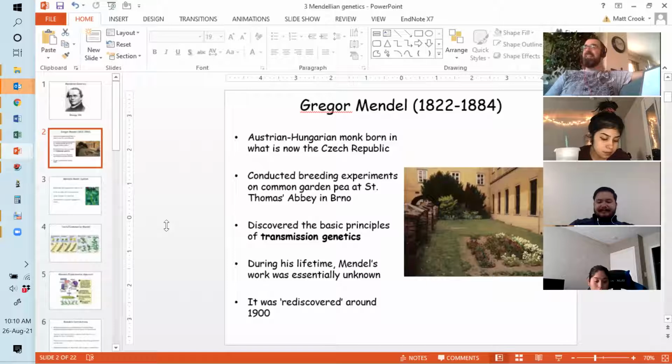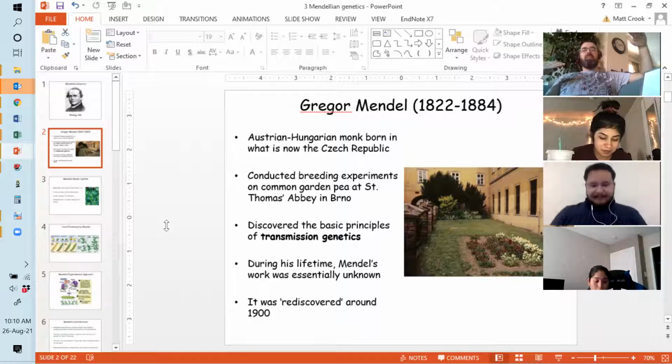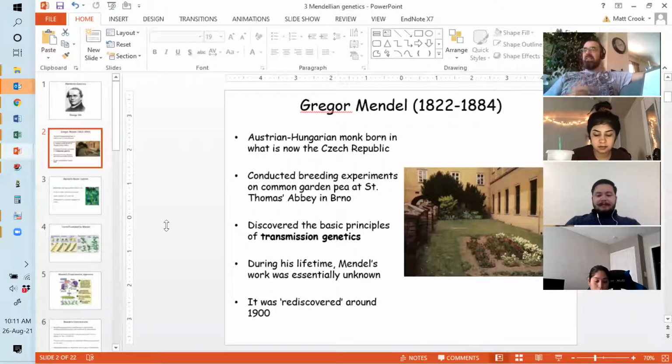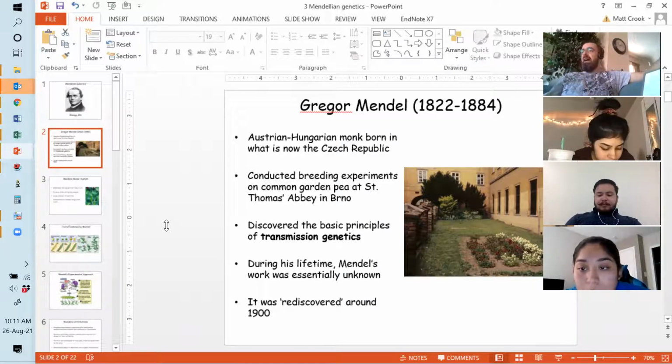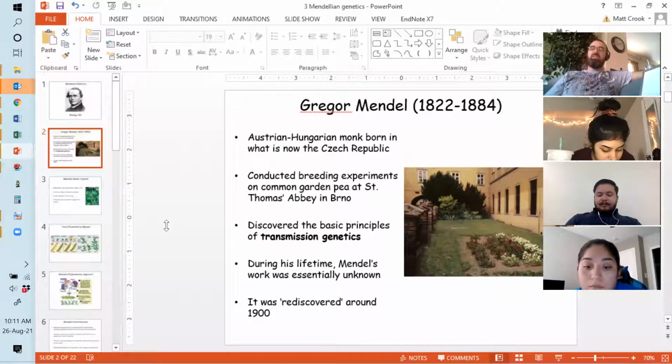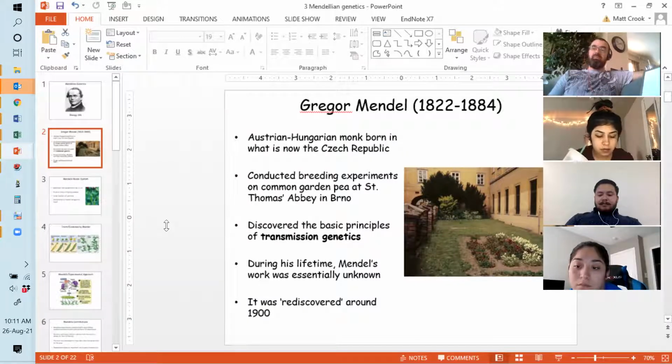Blended inheritance was this idea that if you had incomplete dominance, like a tall parent and a short parent, the offspring would be in the middle. If you think about it, what that would result in is that everybody, in terms of height, would move more and more to an average. You'd never get outliers, right? So Mendel actually showed that inheritance was particular.